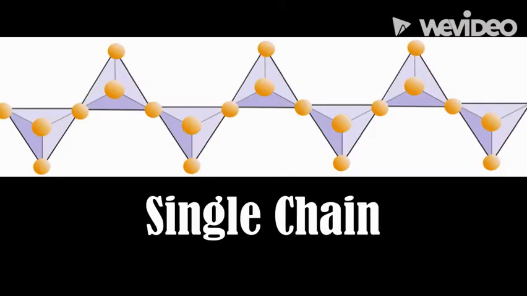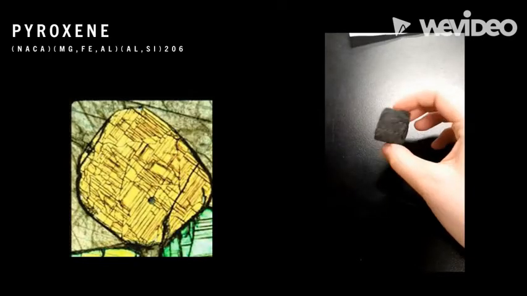The next is the single chain structure. The tetrahedra are bonded together in a line with one shared oxygen each, and elements fill in between the chains. One example is pyroxene. The single chain structure causes something interesting.